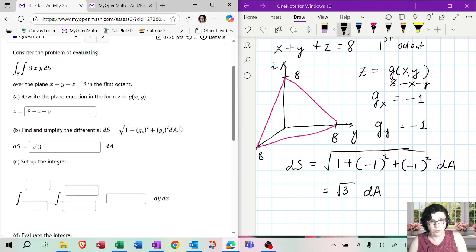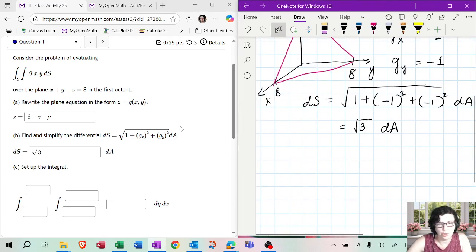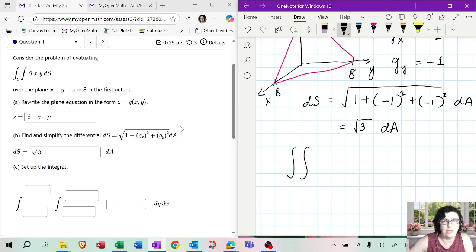Okay, so what else we need to make sure we understand? Because we're trying to convert this to a double integral, we need to understand that the integrand cannot have a z in it, because this is just going to be x and y. So if your integrand, in other words, what you're integrating, has a z, you're going to have to substitute the value of z from the equation. So z would be like 8 minus x minus y, right? So you would substitute that. You do not need to do that here because the integrand is just 9xy. So it's not going to change. So that's just going to be 9xy. Then dS becomes square root of 3 dA. And that's what we're going to have to do.